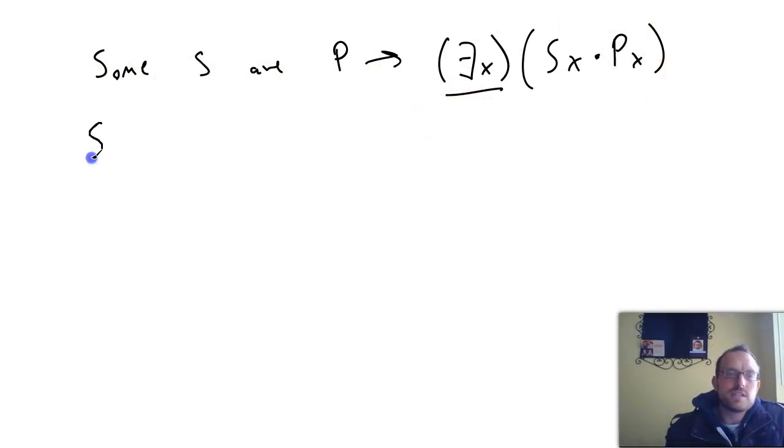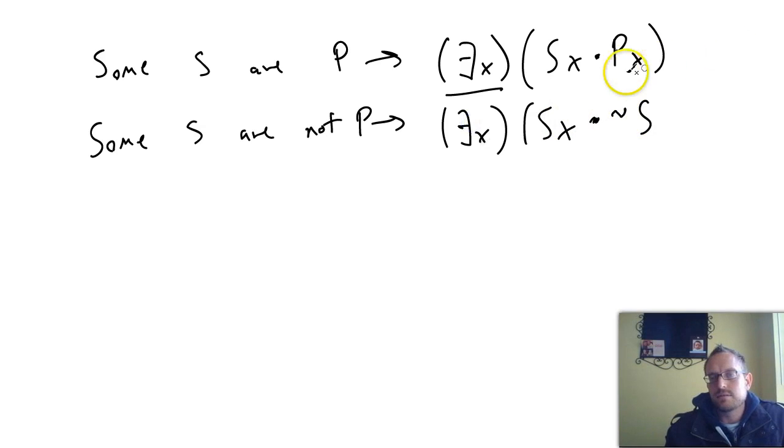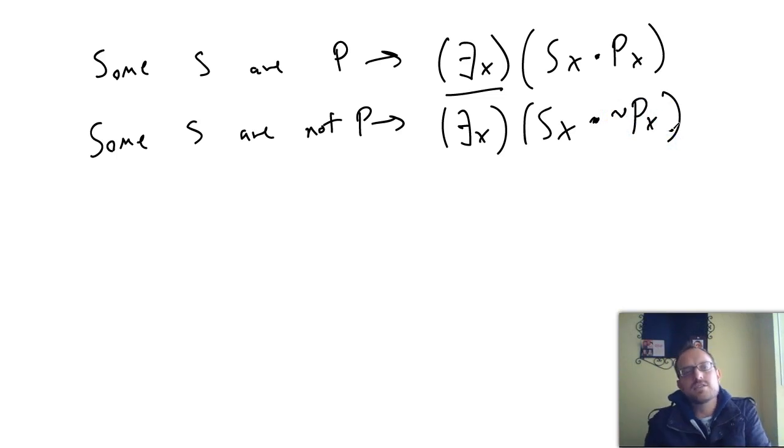Now, what if you said "some S are not P"? How would you symbolize that? Well, you add your existential quantifier in the beginning, which says there's an X in the universe and that X exists. That X is an S and it is not, whoops, I made a mistake here. I wrote an S here, let me erase that. That X is an S and it is not a P. So that's how you're going to symbolize those things.